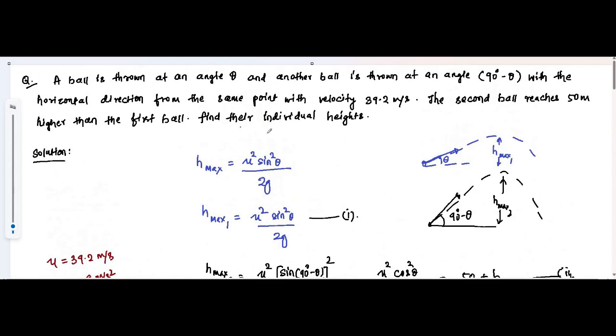So this whole question revolved around this maximum height concept. Remembering, recalling the formula is very important in order to solve these kinds of questions. Okay, so this is it.